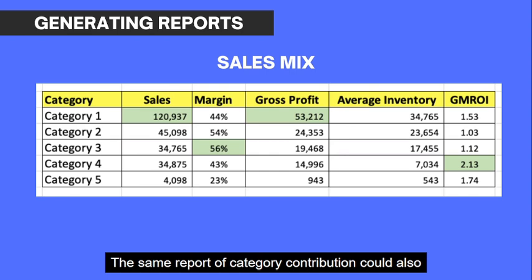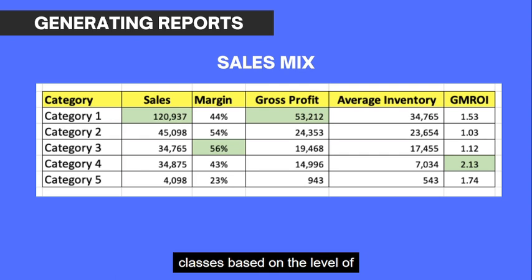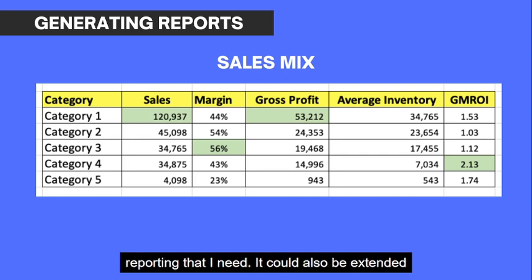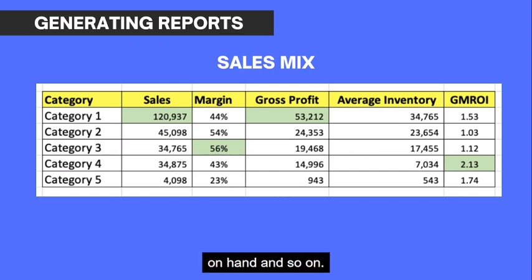The same report of category contribution could also be extended to include brands, subcategories, or classes, based on the level of reporting that I need. It could also be extended to include the quantity sold or the stock on hand, and so on.